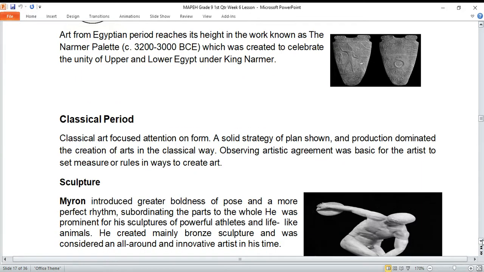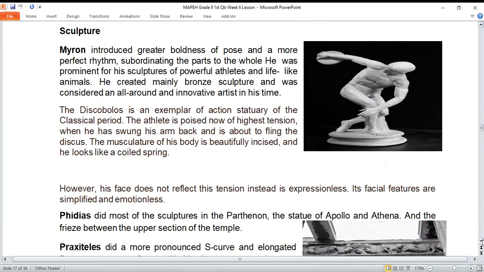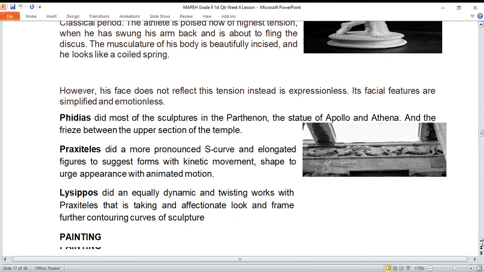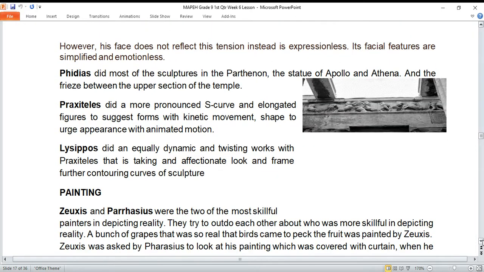So that is the sculpture we discussed already. Now let's go to painting.